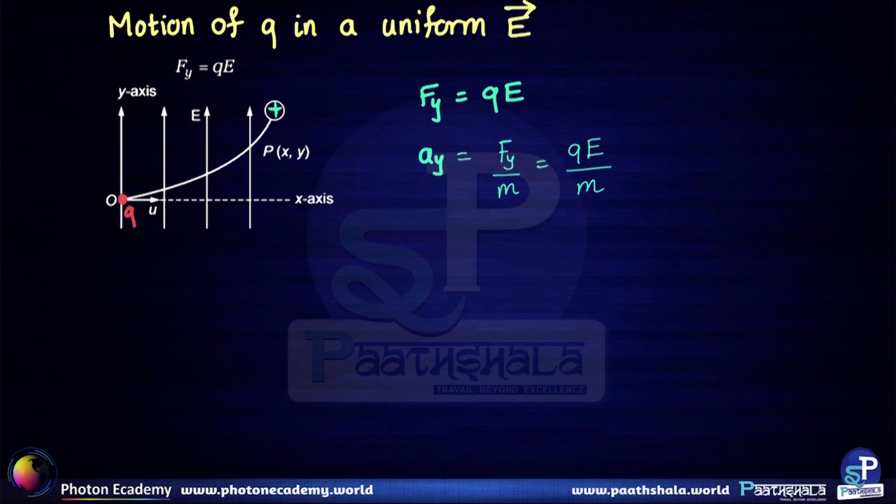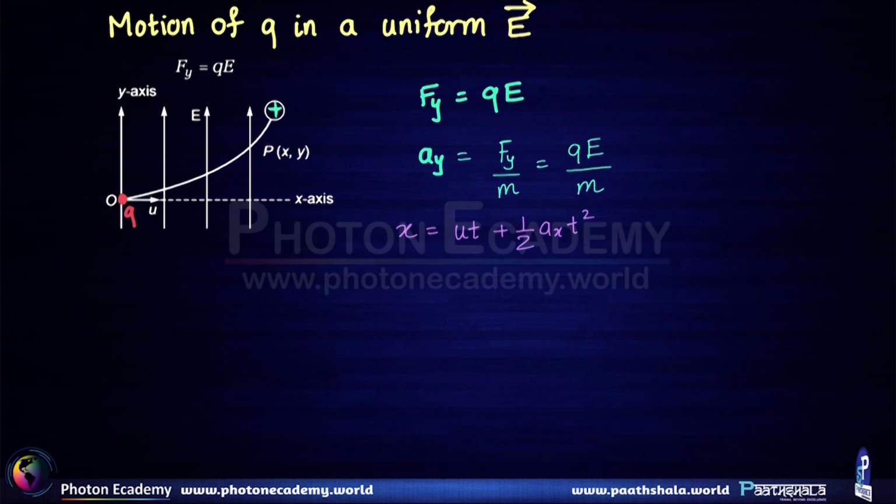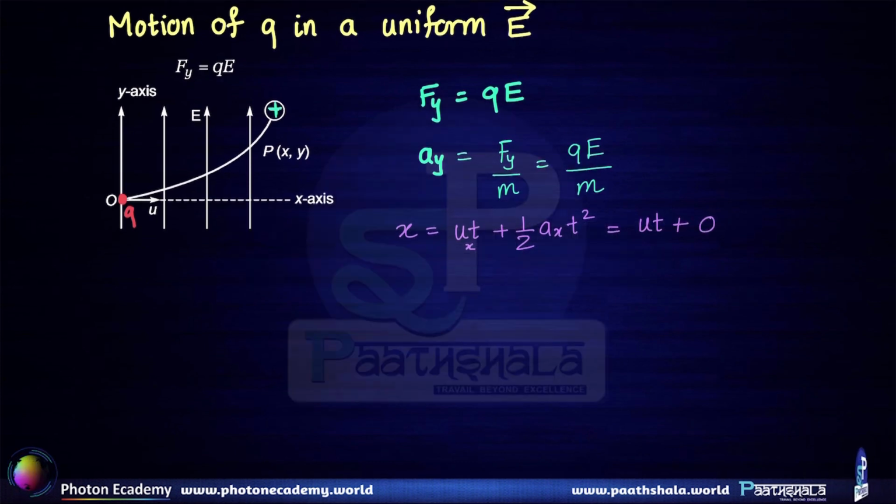write down the x coordinates and the y coordinates. So the x coordinate is equal to ut plus half ax t square. This can be said to be ux, and we know that ux is equal to u. So the first term becomes ut, and the second term half ax t square. We know that ax is 0 because there is no acceleration in the x direction. So the second term is 0. So this simply becomes equal to ut. Therefore x is equal to ut.